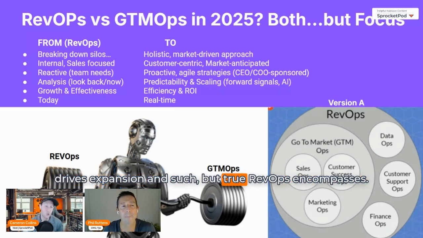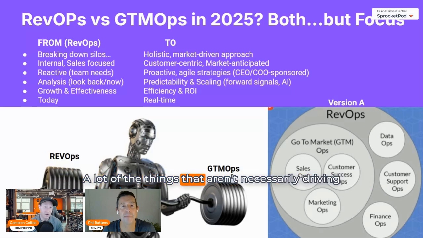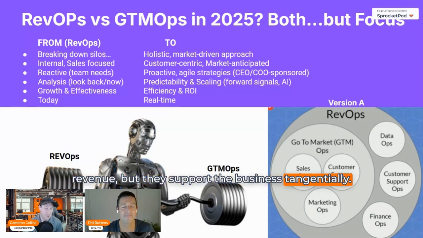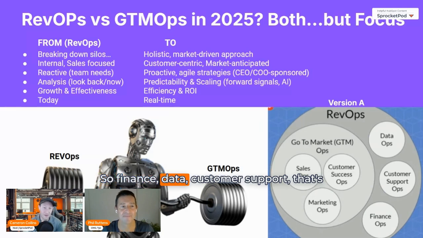But true RevOps encompasses a lot of the things that aren't necessarily driving the business itself. They're not driving net new revenue, but they support the business tangentially. So finance, data, customer support. Yeah, and that's really interesting to see broken down here.